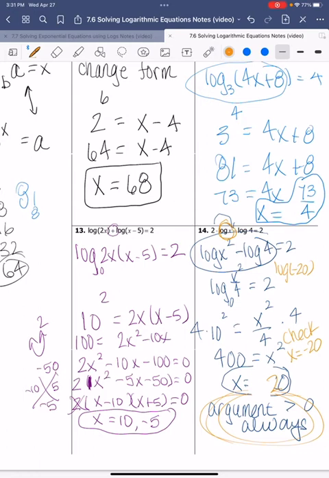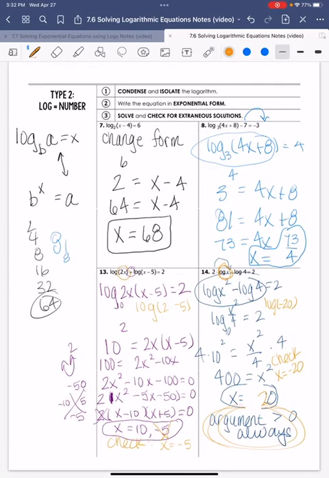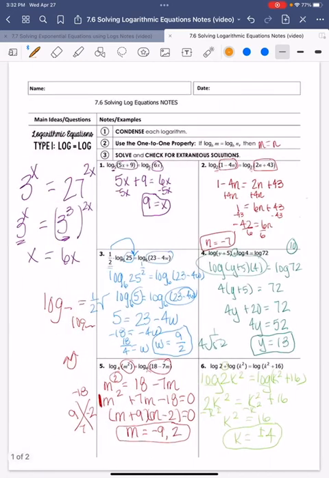Number 13, let's go back and look at 13. If you check x equals negative 5, you plug that in right here. You get the log of 2 times negative 5. Well, that's negative 10. No can do. So negative 5 is not a viable answer. And I think number 7 and 8 are okay. And then let's go back here.